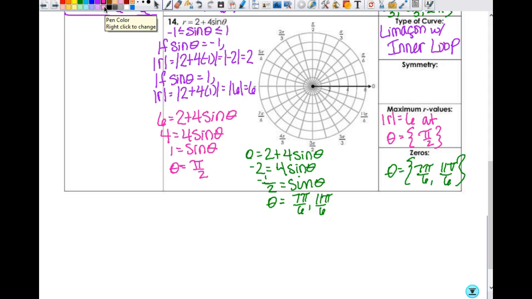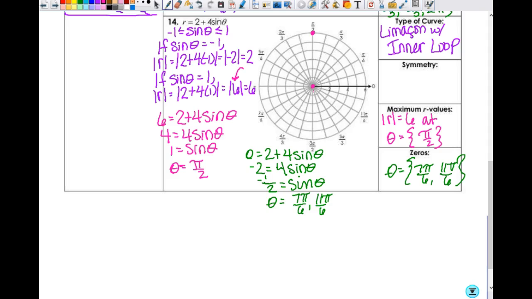I'm going to plot my maximum r value. I know the absolute value of r is at 6. Make sure you pay attention to whether or not that 6 is positive or negative for the radius itself. And so at pi halves, I have a radius of a positive 6. It's up here. I have a 0 somewhere, so I have a 0.